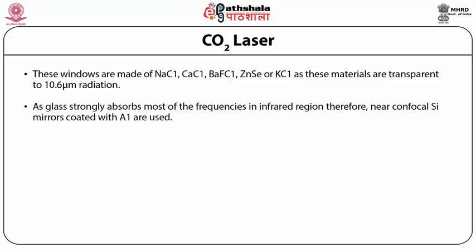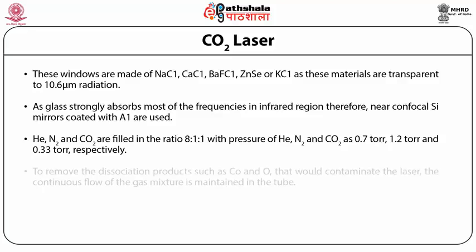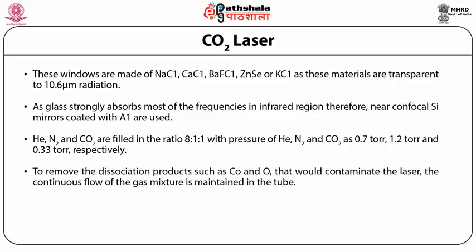As glass strongly absorbs most of the frequencies in the infrared region, near confocal silicon mirrors coated with aluminum are used. Helium, nitrogen and carbon dioxide are filled in the ratio of 8:1:1, with pressures of helium, nitrogen and carbon dioxide as 0.7 torr, 1.2 torr and 0.33 torr respectively. To remove the dissociation products such as CO and O that would contaminate the laser, a continuous flow of the gas mixture is maintained in the tube.